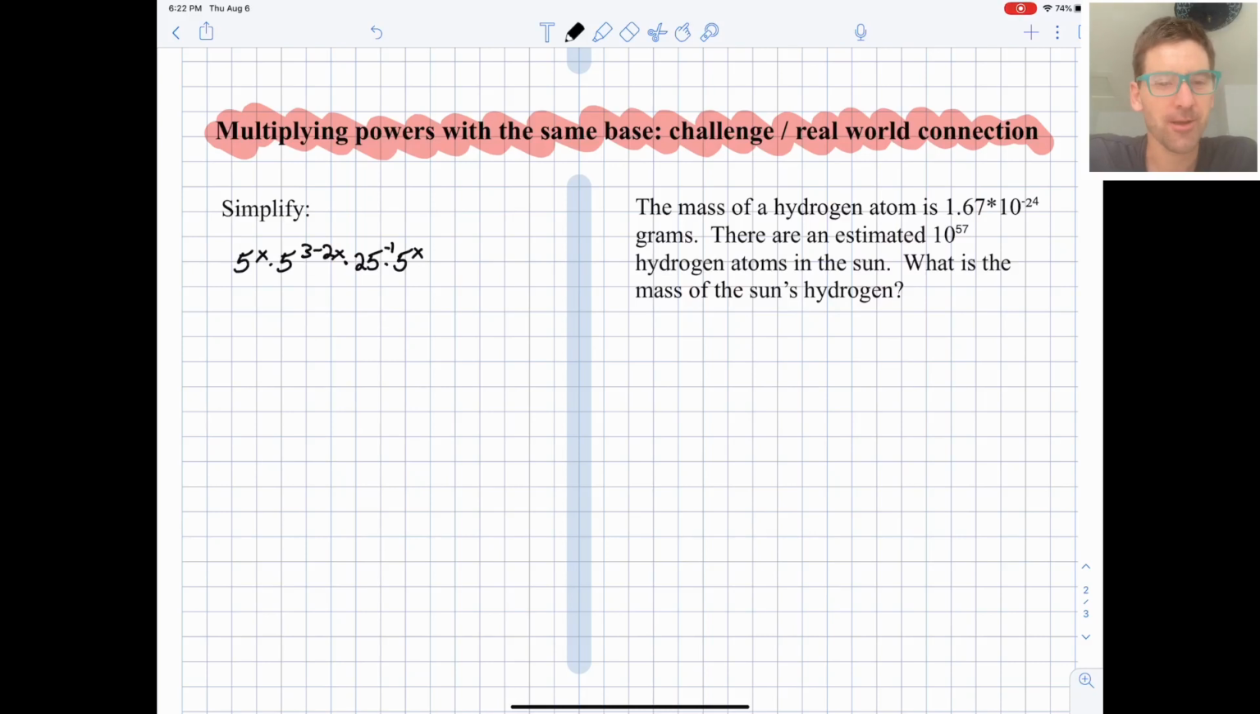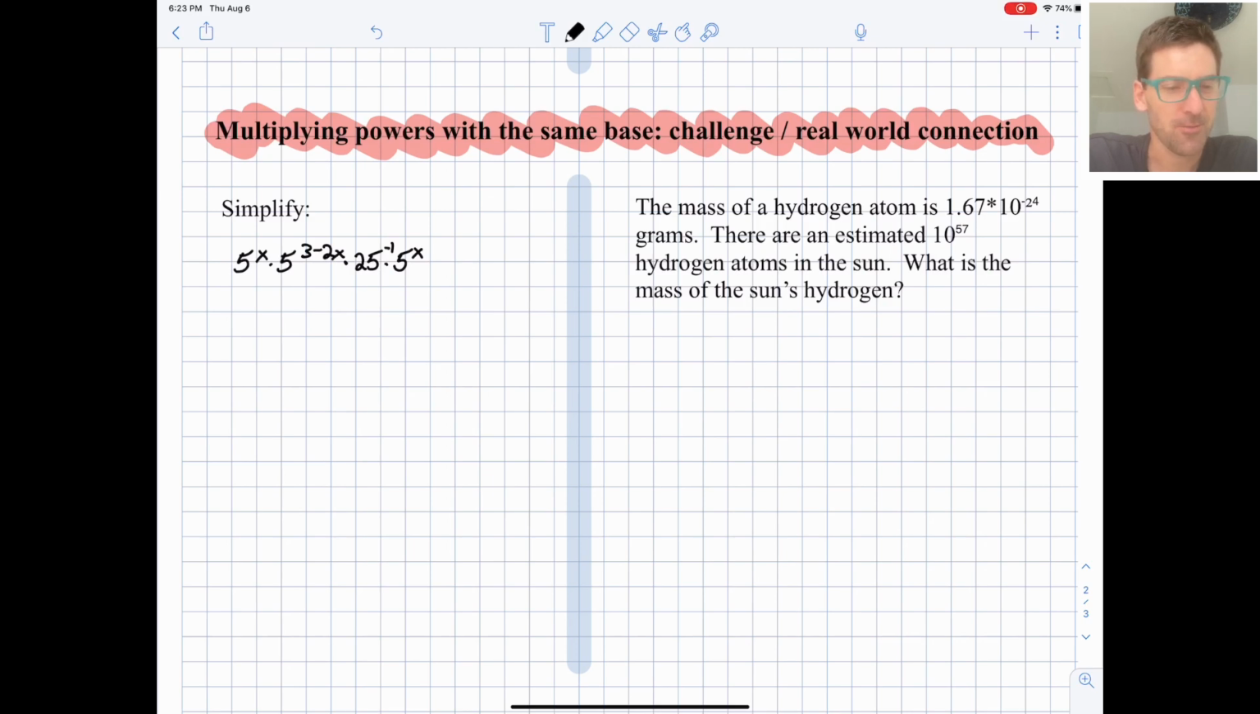All right, we're going to keep going with our work with multiplying powers with the same base, and we're going to look at a challenge problem and then a real-world connection problem. And I encourage you to pause the video, try these on your own, and then check back in and see how you did.